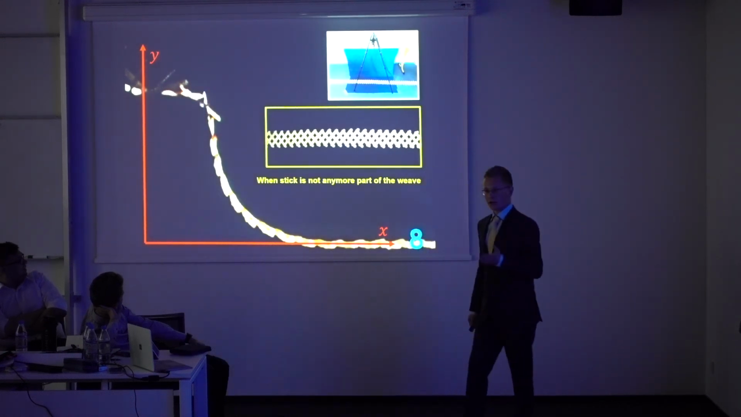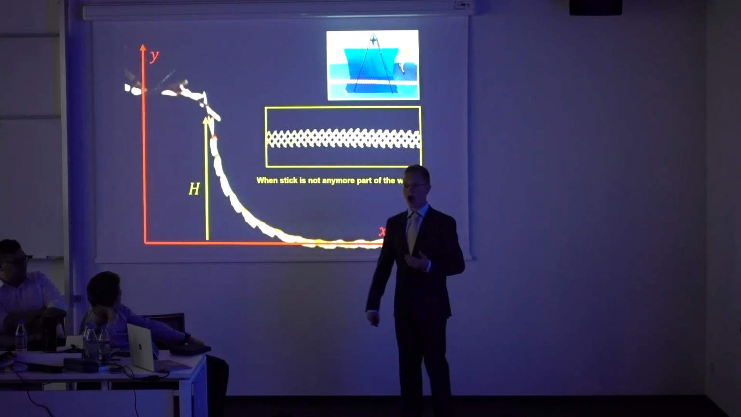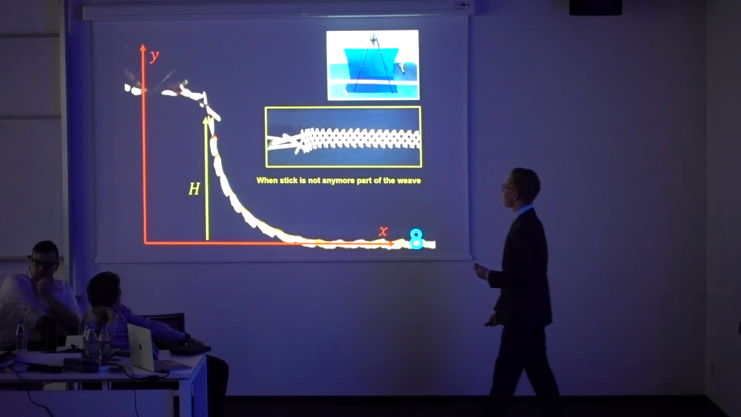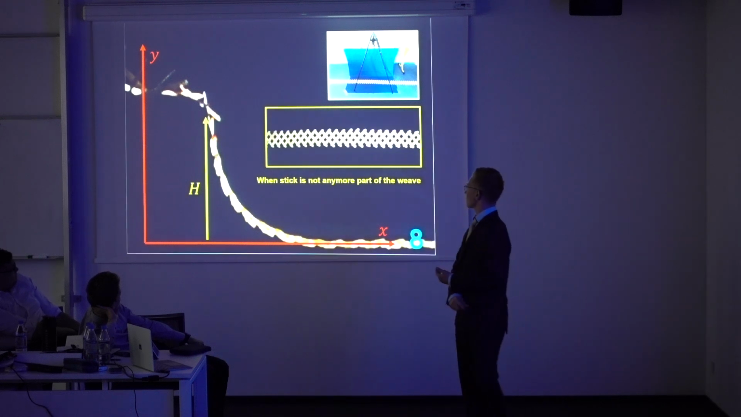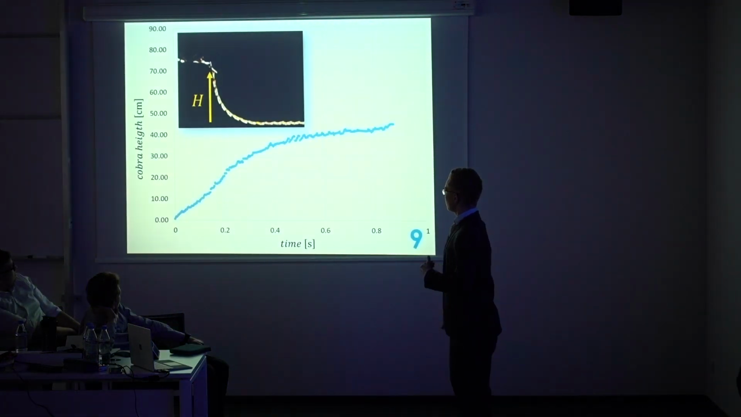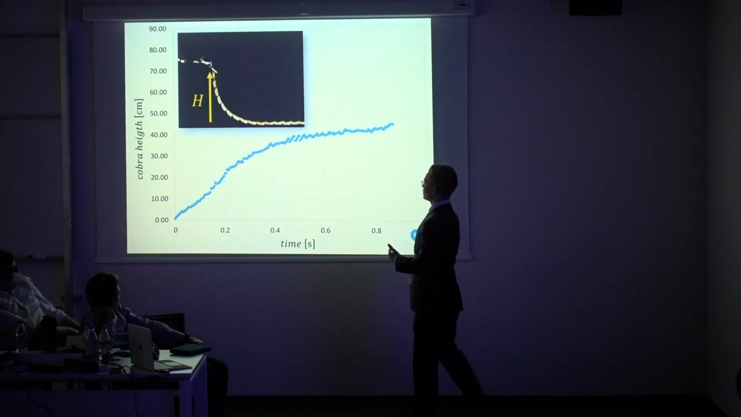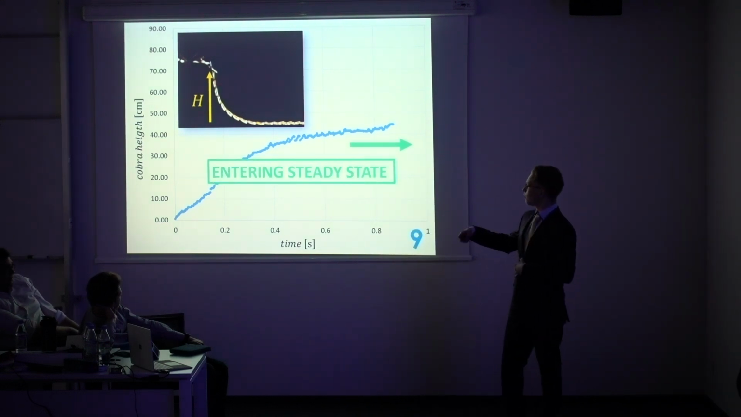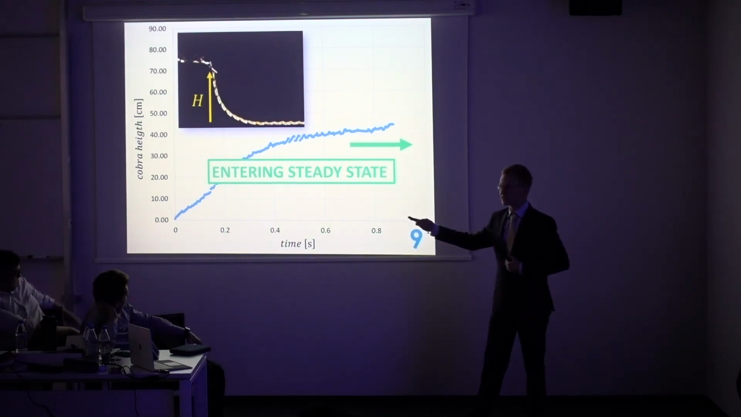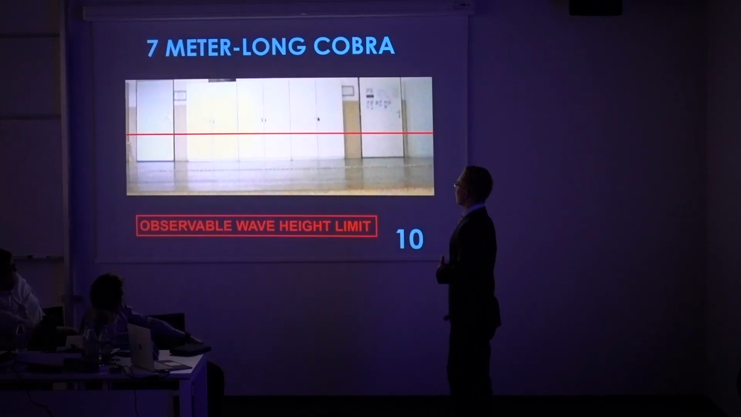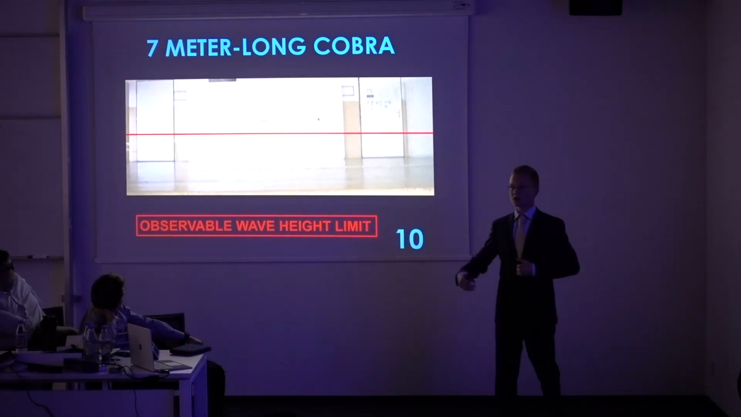In the first part of our presentation, we will be concentrating on the height of the cobra, which is defined in the place where the sticks are not part of the weave anymore. In the beginning of the phenomenon, as time increases, we see the cobra rising, and it gradually enters the steady state. We can see that this indeed happens, and nothing else.